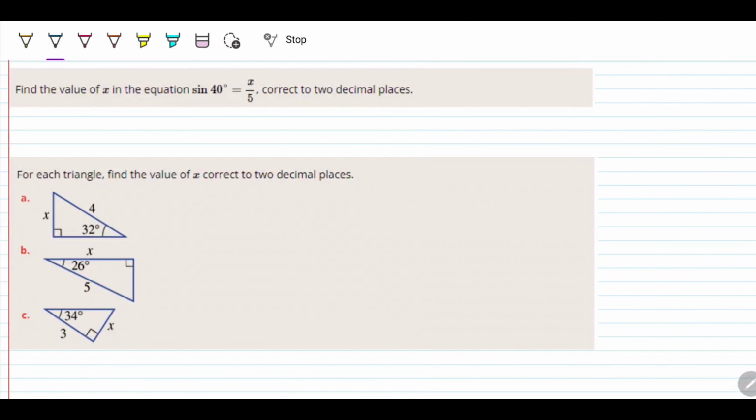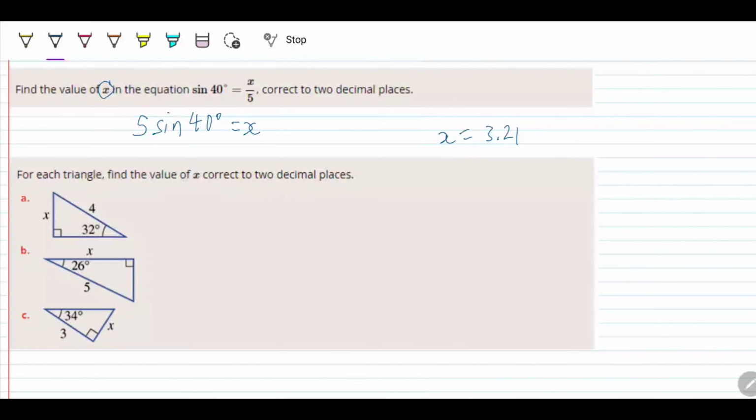Find the value of x in the equation sine 40 degrees equals x divided by 5, correct to 2 decimal places. So you're trying to find the value of x, which means we need to move this 5 to the other side. So the inverse of dividing something by 5 is to multiply it. So this becomes 5 multiplied by sine 40 degrees equals x. If you type this directly into your calculator, you should get a value of x equals 3.21.